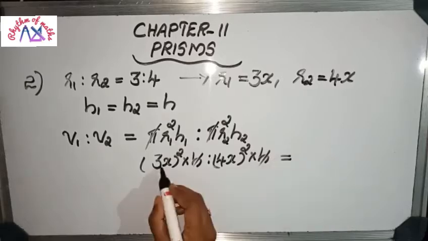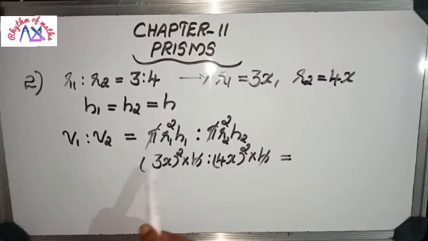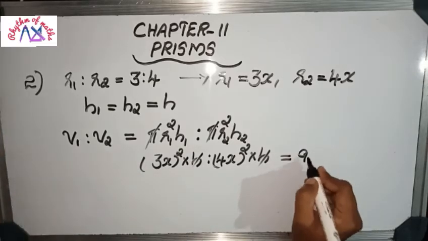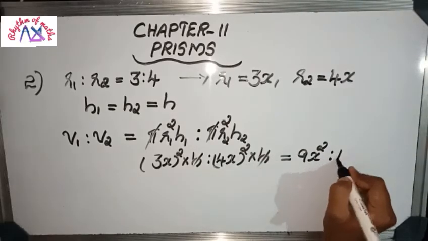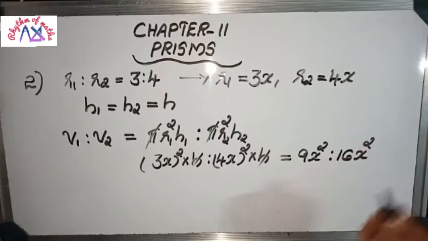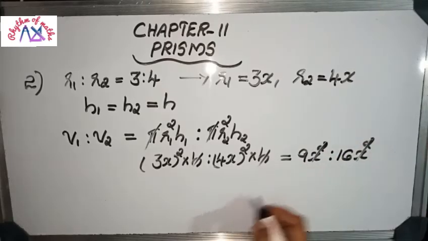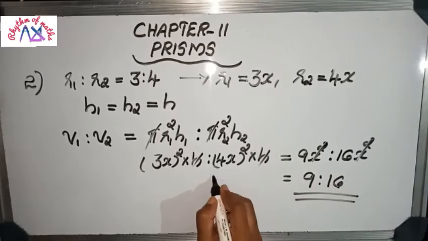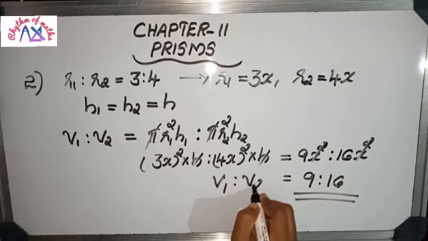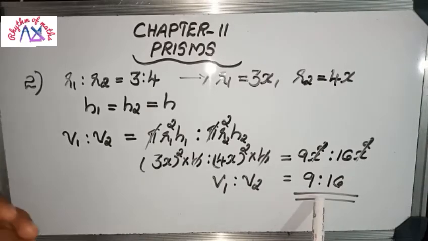So the answer becomes 3x the whole square, which means 3 square and x square, because it's a bracket. Squaring means you have to square both values inside the bracket. So 3 square is 9, x square itself. So 9 x square is to 4x the whole square, and 4 square is 16 x square. Now x square and x square we can cancel and we get the final answer as 9 is to 16. That is, these two cylinders' volumes are in the ratio 9 is to 16. So this is the second answer.